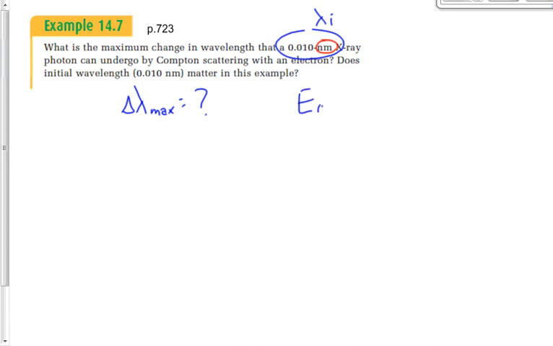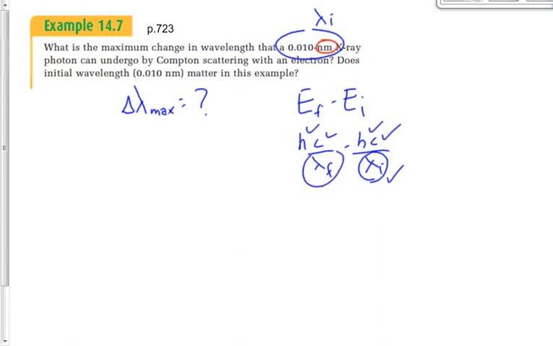EF minus EI. Okay, if you do that, it's perfectly valid. Anytime you tell me something that's perfectly valid, I'm going to say go for it. Now in the end, if you do that, you're going to go hc over lambda F minus hc over lambda I. You have lambda I, you have h, you have c, you don't know what lambda F is, right? And you don't know what delta lambda is, or delta E. So it doesn't look like that's going to work for me.